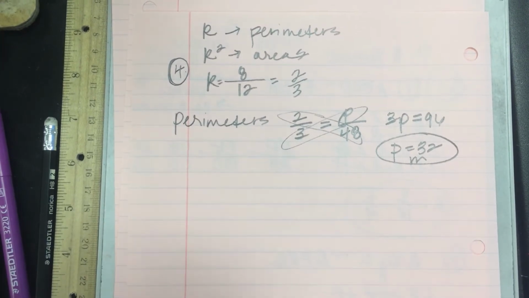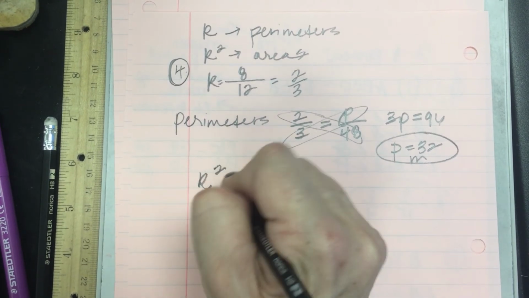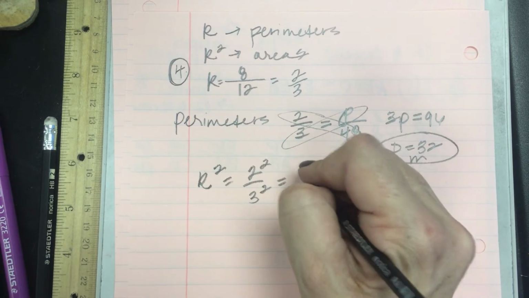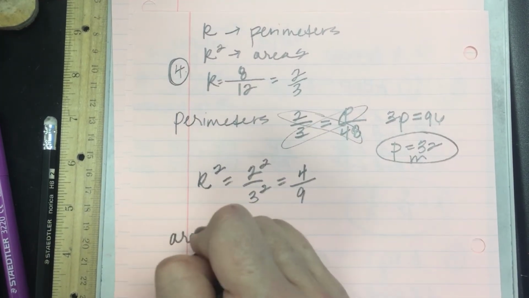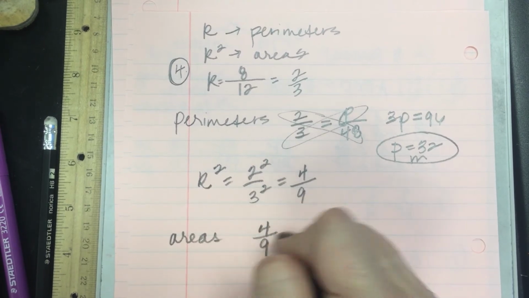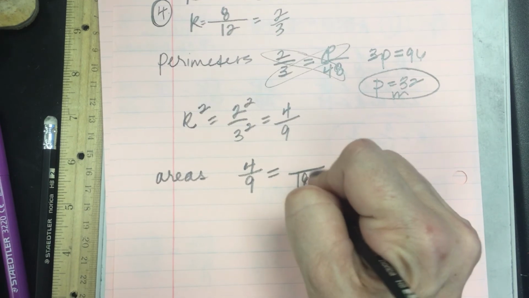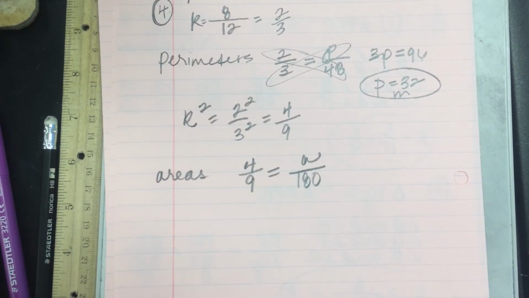Now, they want us to find the area of the smaller. Now, the area has to be related as K squared. So I literally need to square my 2 and my 3 in my scale factor. That's going to turn into 4/9. So to relate the areas then, I have to say, all right, 4/9 is the area relationship. The area of the larger one is 180. I'm going to use a little a for the area of the smaller one. I'm going to multiply 4 times 180.